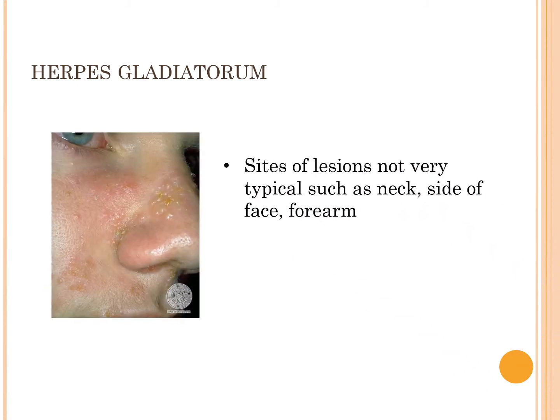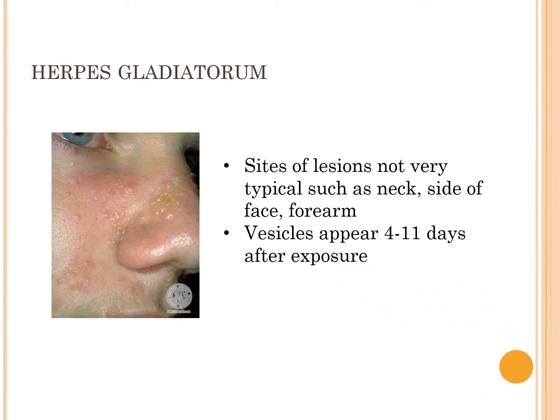The sites of the lesions for this particular type of herpes simplex infection are not very typical, such as the neck, the side of the face, or the forearm, or any other part of the body that might have come in contact with active herpes labialis lesions. Vesicles appear 4 to 11 days after exposure.